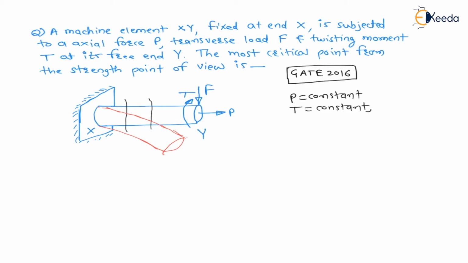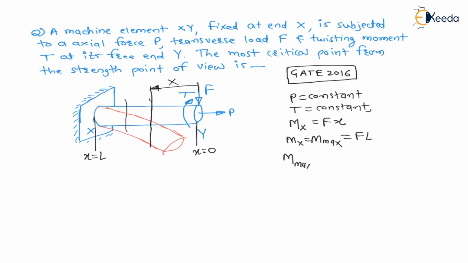Let us say at the free end x is equal to 0, and at the fixed end x is equal to L. At any location at distance x from the free end, what will be the bending moment? This will be force into perpendicular distance, that is F into x. Therefore this bending moment will be maximum when x becomes equal to L, that is F into L, which means at the fixed end. Therefore bending moment is maximum at the fixed end.